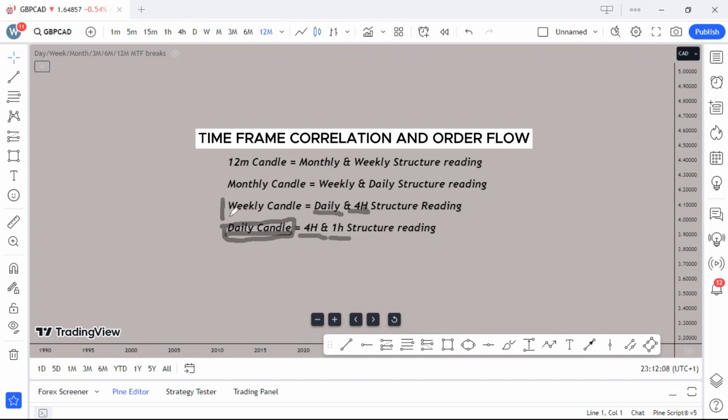So for weekly candle, for continuity, we use daily and 4 hour structure reading. For monthly candle, for continuity, we use weekly and daily time frame structure. For yearly candle, we then use monthly and weekly time frame structure reading.